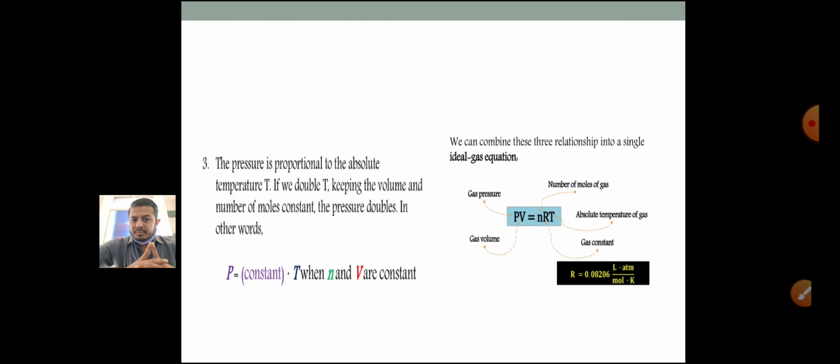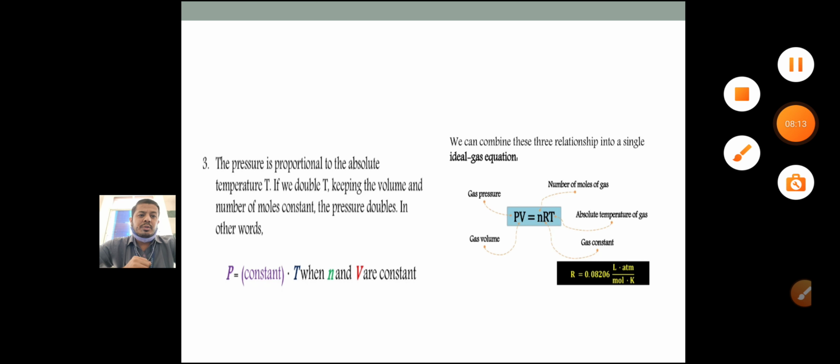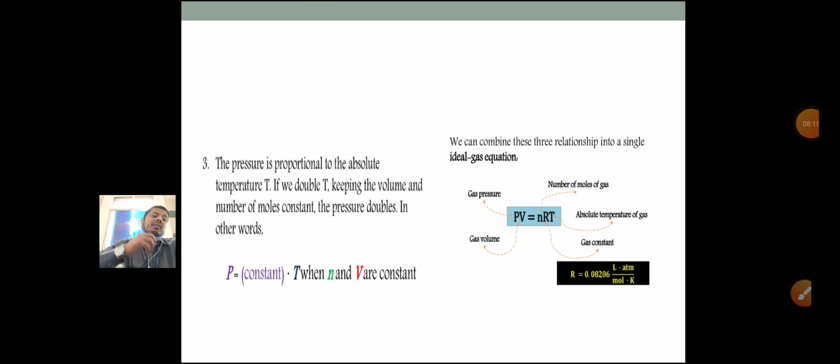So these are some basic gas laws for understanding the properties of gases. These laws should be known to us, and PV is equal to nRT is the ideal gas equation. In the next lecture we are going to study the van der Waals gas equation, equation of state, etc.